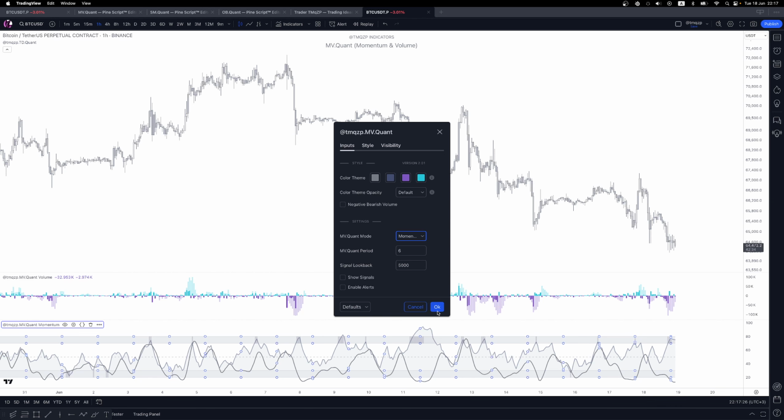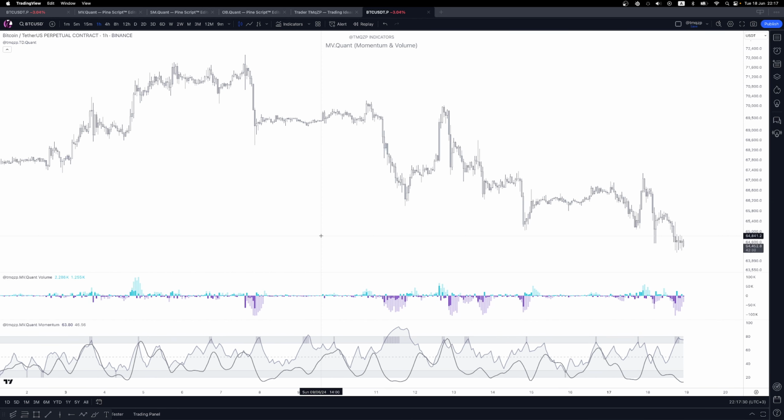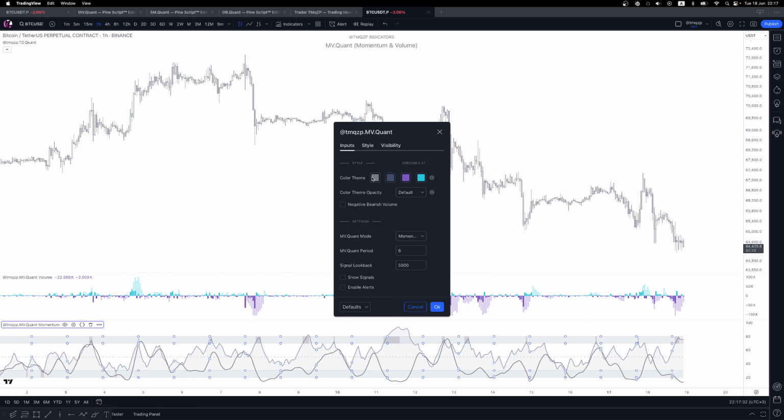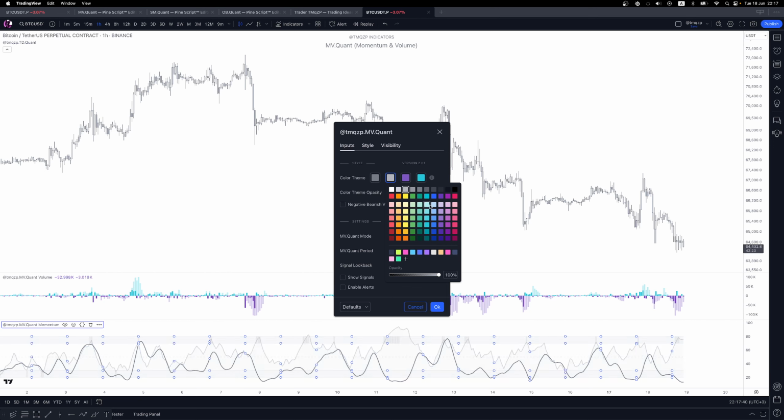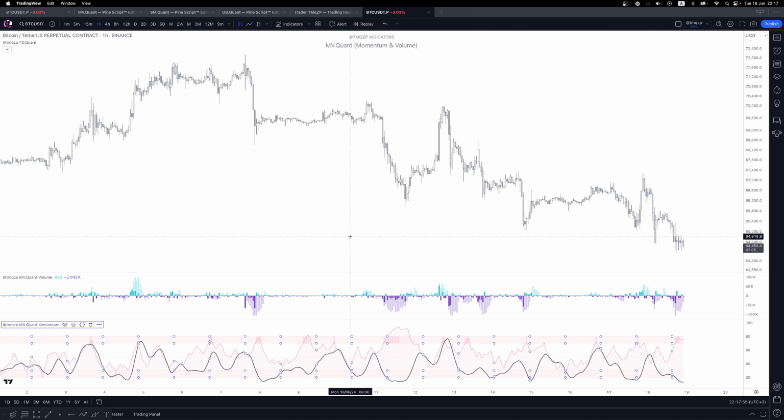So let's talk about the momentum one. This is my personal one that I made. Let me give this a different color, maybe a bit of a red, maybe pink. Yeah, that works. And then make this a little bit darker so we can more easily distinguish them.